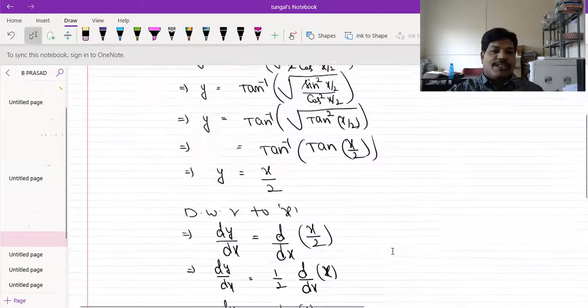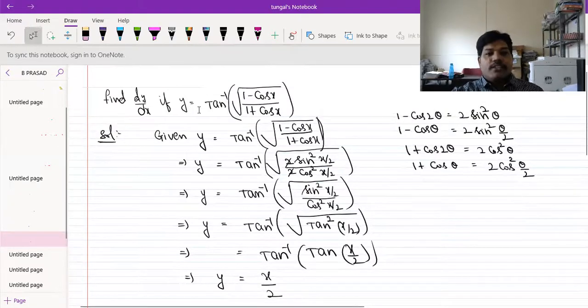So see that question, students, what they are giving, that y is equal to tan inverse of root of 1 minus cos x by 1 plus cos x. So here you have to understand what is the 1 minus cos theta formula? 2 sin square theta by 2. And also the 1 plus cos theta formula is nothing but 2 cos square theta by 2. Use these two formulas here and the 2 will be cancelled. Sin square x by 2 by cos square x by 2 will become tan square x by 2. So the root and the square will be cancelled.